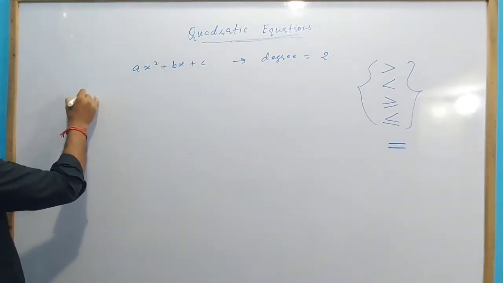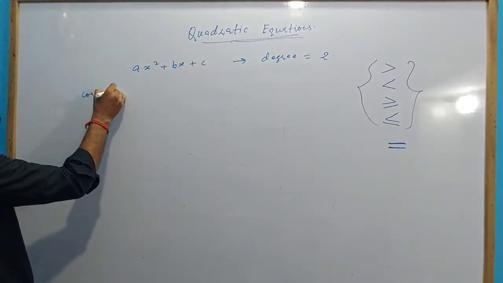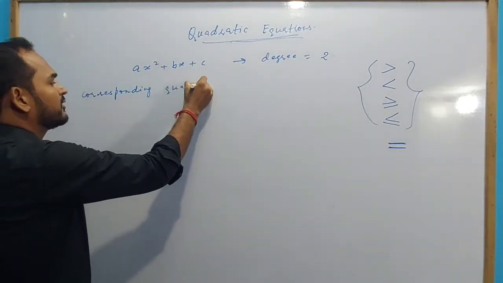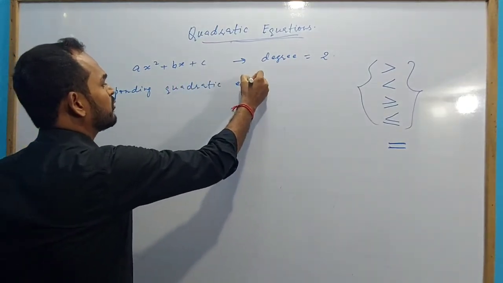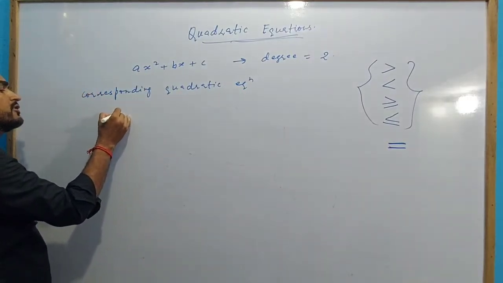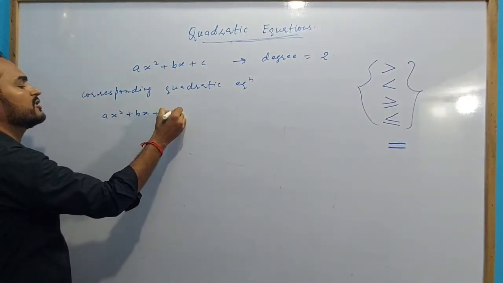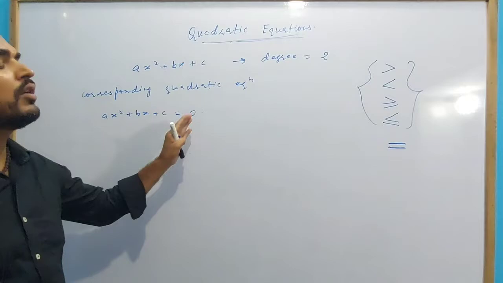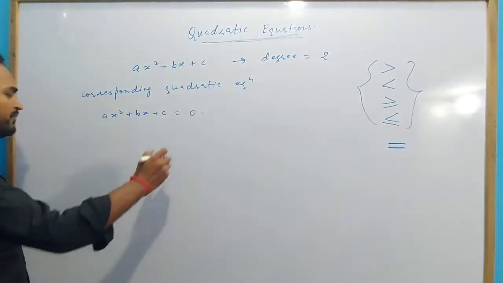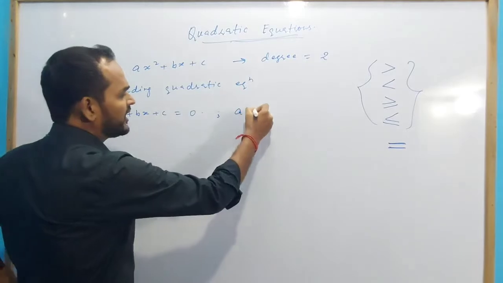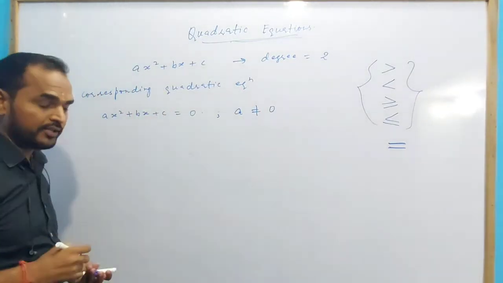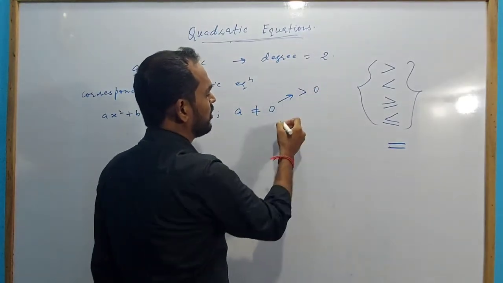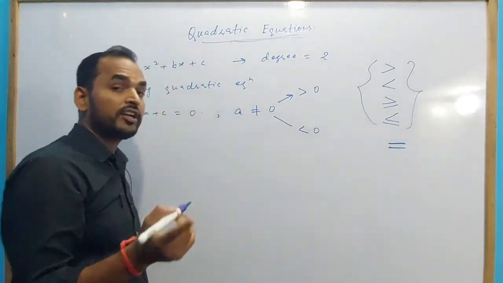So the corresponding quadratic equation will be ax square plus bx plus c equal to 0. So we will equate it to 0. I can equate it to a constant also, but make sure that in any condition a must not be equal to 0. a should not be 0. a might be greater than 0, yes, it should be greater than 0 or less than 0, but it should not be equal to 0.